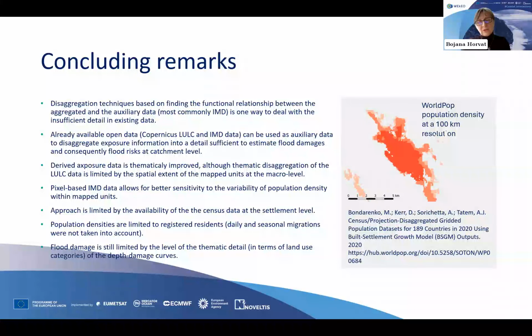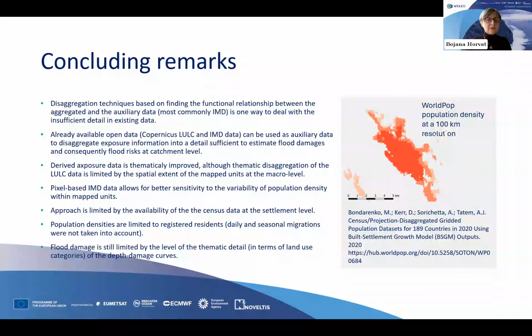Just to conclude this short presentation, we established that this disaggregation technique, which we based on a functional relationship between the aggregated and auxiliary data, in this case IMD, is one way of dealing with lacking data that has no sufficient thematical and spatial detail. We used already available Copernicus land cover, land use, and IMD data. So we used it as the auxiliary data to disaggregate not only the exposure of the assets, but also the exposure of people in the flood-prone areas.